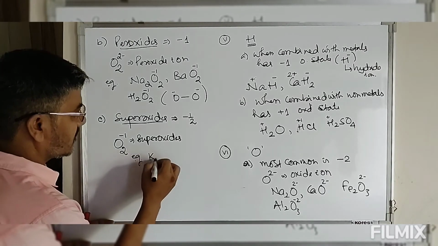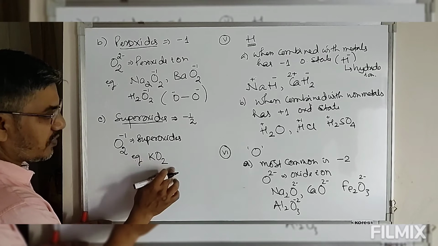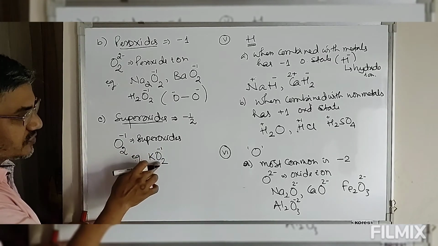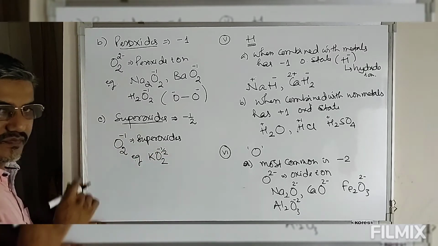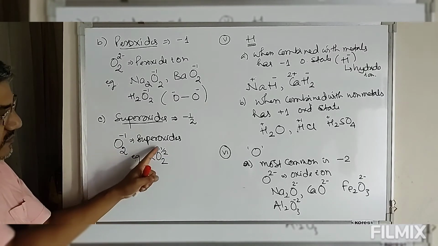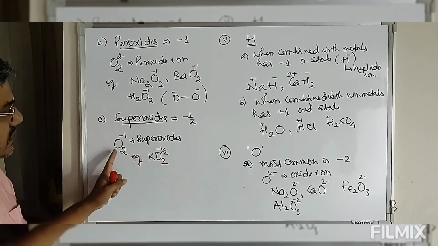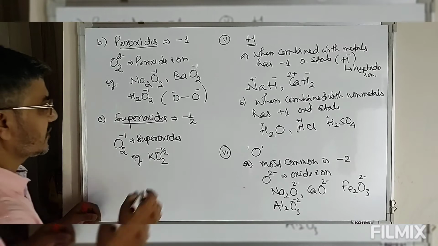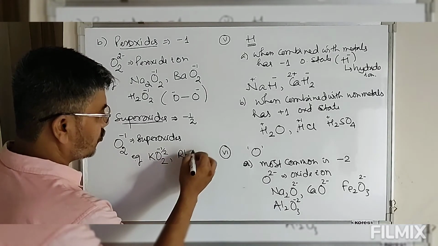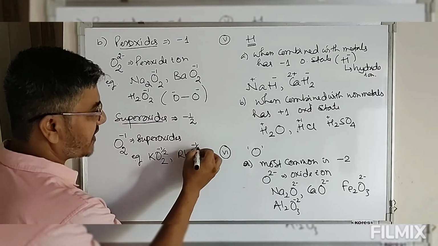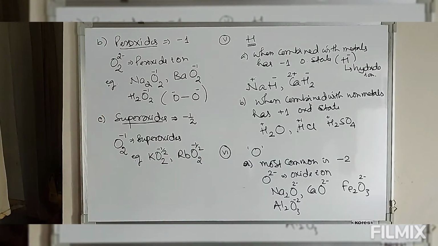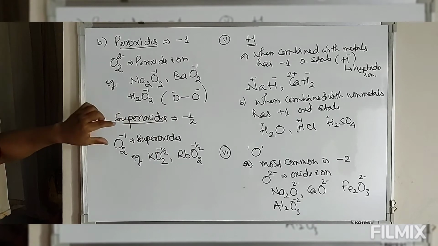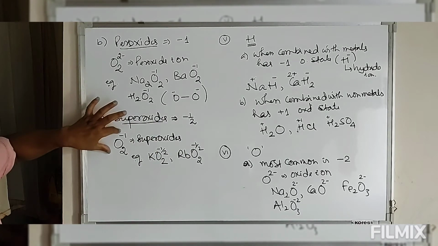Take this example. KO2, potassium superoxide. K is +1, so the O2 part is -1. So oxygen is -1/2 here. We have 2 oxygen with -1 total, so per oxygen is -1/2. Have a look at rubidium superoxide, RbO2, again this is minus half. So in superoxides we have minus half, that is, the anion is O2 with 1 negative charge.